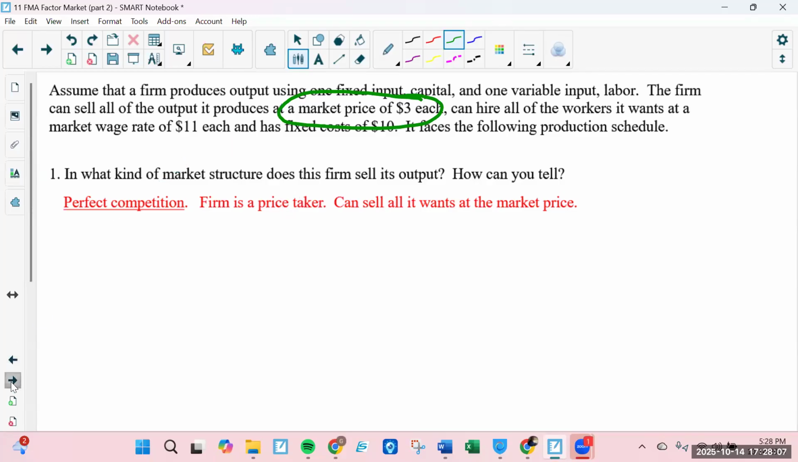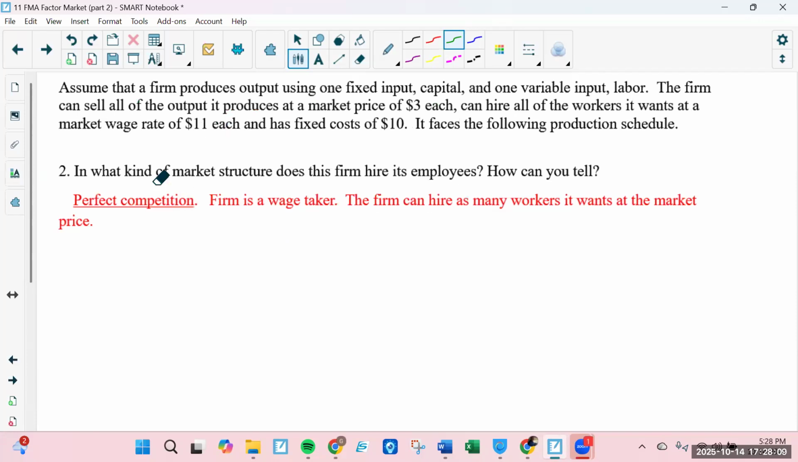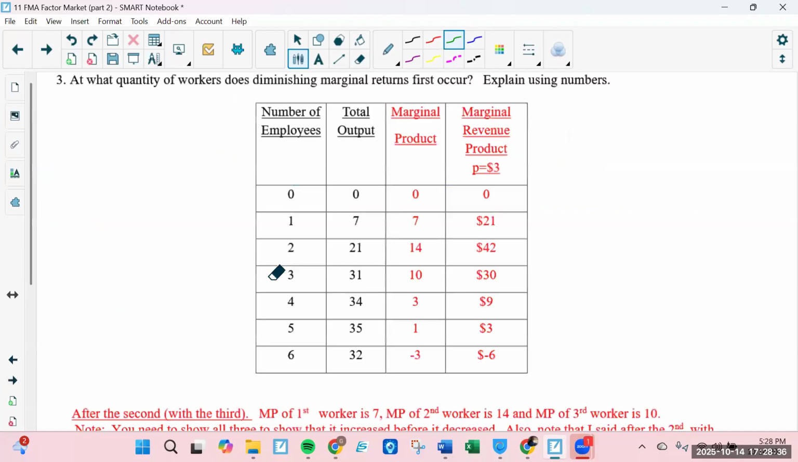Number 2 says, in what kind of market structure does the firm hire its employees? How can you tell? On the AP exam they wouldn't say, how can you tell? They would say, explain. I probably need to go back in and change it to say explain. The answer, again, is a perfectly competitive factor market. Why? Because they can hire as many workers as they want at $11. So they are wage takers. So it's a perfectly competitive factor market. Okay, ignore the red for now.